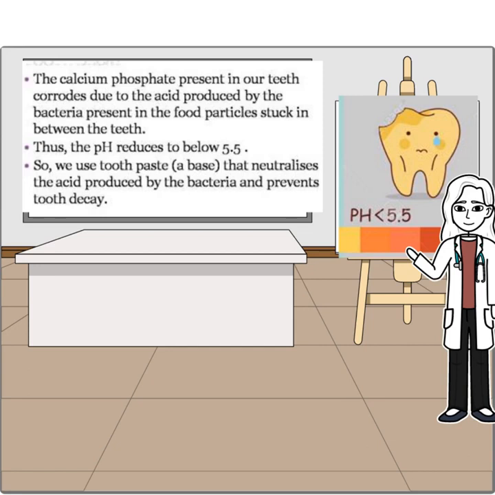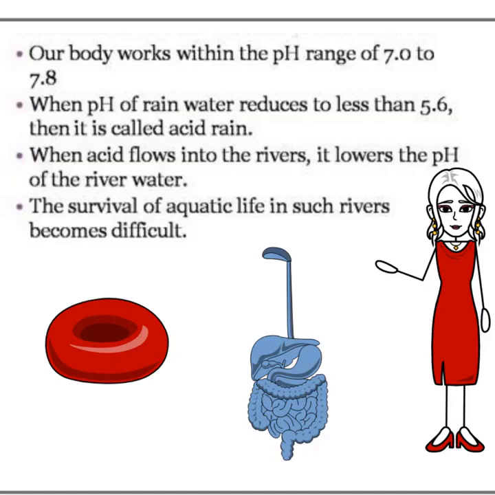Our body works with a pH range of 7 to 7.8. When the pH of rainwater reduces to less than 5.6, it is called acid rain. When acid rain flows into the river, it lowers the pH of the river water. The survival of aquatic life in such rivers becomes difficult.